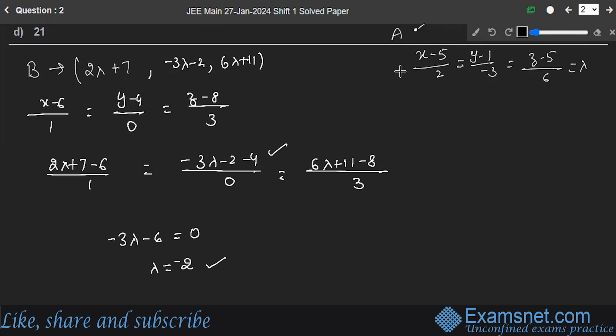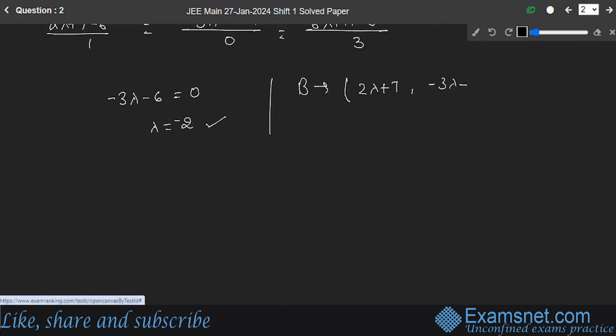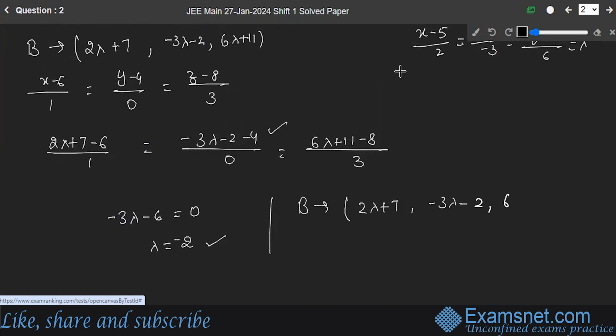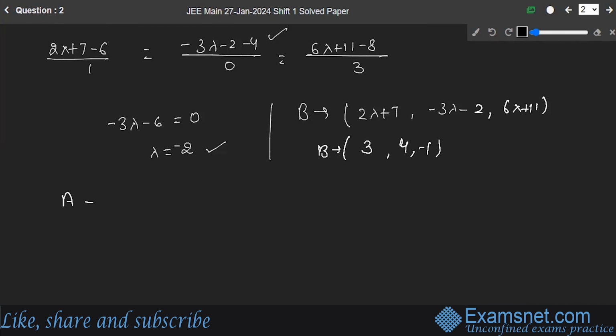Okay, now let's find out the coordinates of B. We will have the coordinates as 2 lambda plus 7, minus 3 lambda minus 2, 6 lambda plus 1. So now B will have the coordinates 3, 4, minus 1. These are the coordinates of B. We already have the coordinates of A, and we got the coordinates of B. We are done with the question.